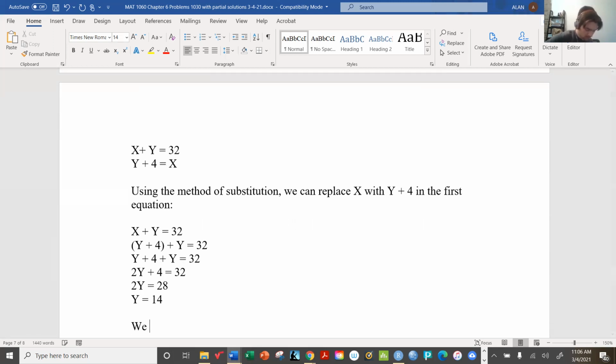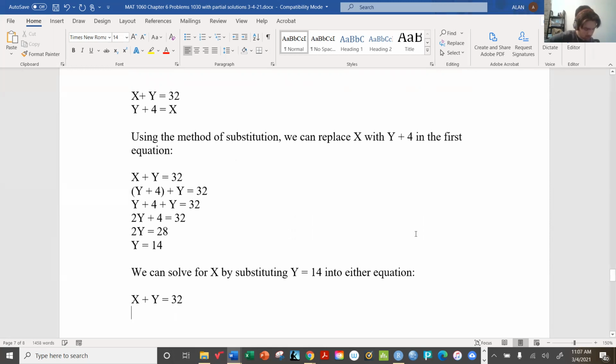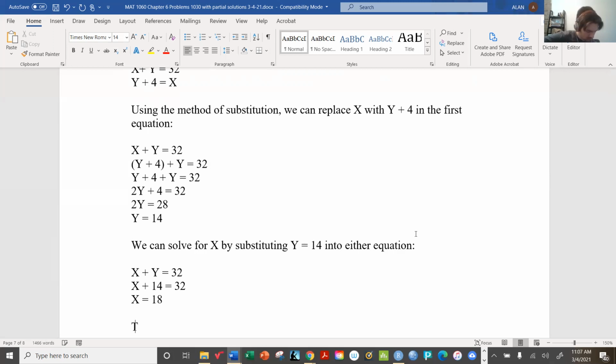And now we can solve for x by substituting y equals 14 into either equation. It makes no difference. So let's do it this way. X plus y equals 32. X plus 14 equals 32. X equals 18. So the team won 18 games and lost 14 games.